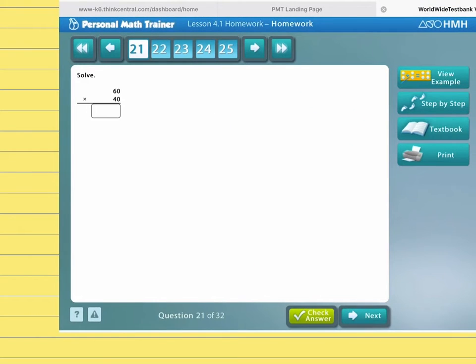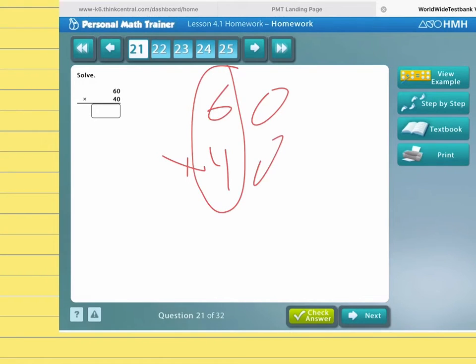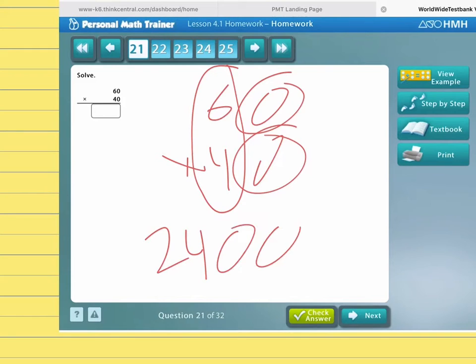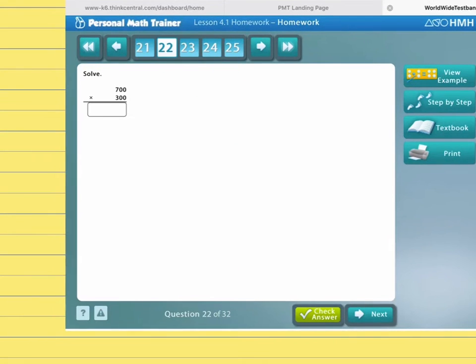As I said before, the number of zeros in the factors will equal the number of zeros in the product. So you have 60 times 40. What I'm going to focus on is 6 times 4. 6 times 4 is 24, and I have 2 zeros here, so I'm going to pop in 2 zeros, so it's 2,400. That's not dollars, 2,400 will be our answer. Or 60 times 40, 2,400. The number of zeros in our factors equals the number of zeros in our product.